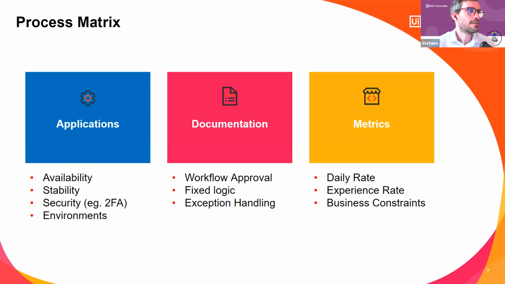Finally, this is less linked to the development point of view, but it's important that the metrics are estimated correctly in the beginning of an automation. The daily rate, which is the cost of a daily rate of the automation project, and the experience rate. So if an automation is more difficult to automate, it will require a more experienced developer, so it will cost more. And finally, the business constraints.